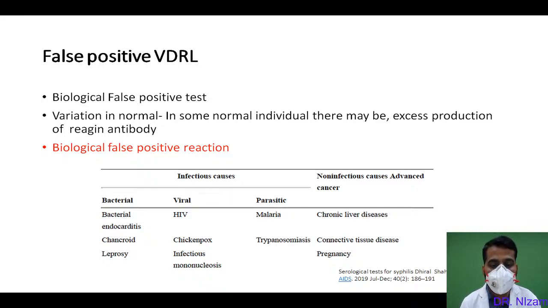Then the reasons for biological false positive are infectious and non-infectious. In the infectious, bacterial causes include endocarditis, chancroid, and leprosy; viral causes are HIV, chickenpox, and infectious mononucleosis. In parasitic we have malaria and trypanosomiasis, and the most common biological false positive is due to malaria. And in non-infectious causes, there are advanced cancer, chronic liver diseases, connective tissue diseases, and pregnancy. In non-infectious causes, it is mostly pregnancy only.